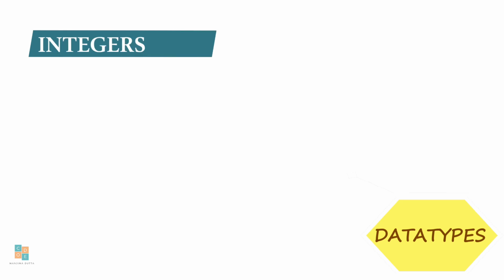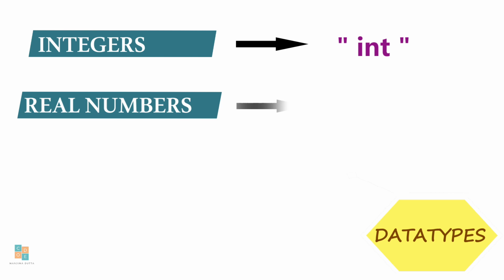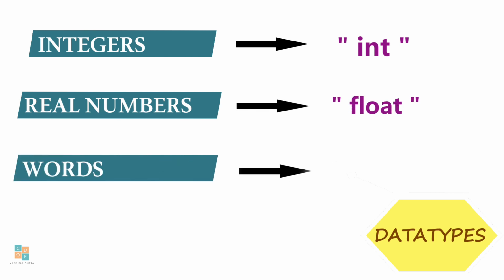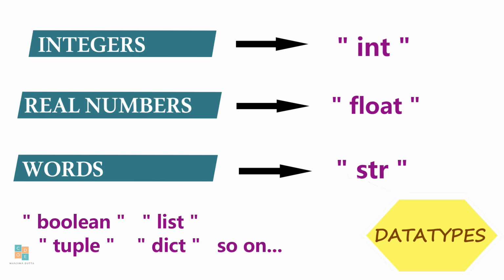primarily used data types are integers, which is written as int, real numbers, which is written as float, and words, which is written as str, string. But there are also other data types like list, tuple, dictionary and so on. So now let's jump to the definition page of all this.